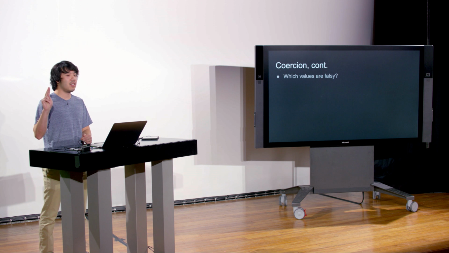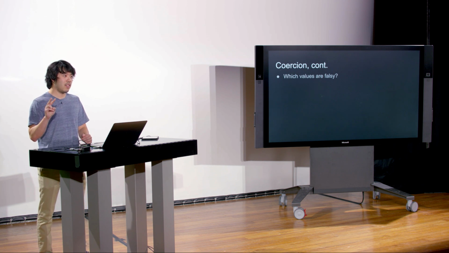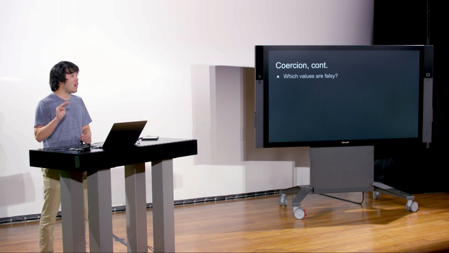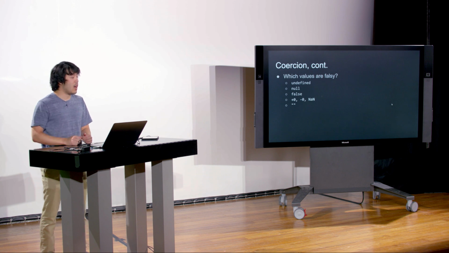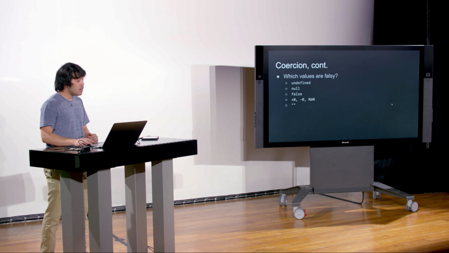Who can name another falsy value? Blank. Blank what? Empty what? Empty array? Empty array is actually truthy. False is another one. Undefined, null. So those are the five falsy values.